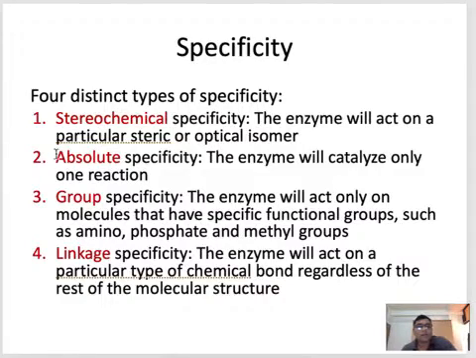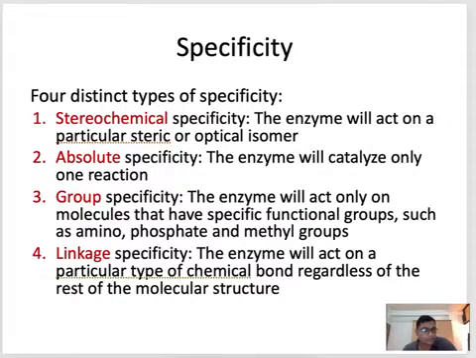In absolute specificity, the enzyme will catalyze only one reaction. In group specificity, the enzyme will act only on molecules that have specific functional groups, such as amino, phosphate, or methyl groups. Finally, in the case of linkage specificity, the enzyme will act on a particular type of chemical bond, a particular type of chemical link, regardless of the rest of the molecular structure. In the next few slides, I'll talk about examples of this specificity. Maybe it will be more clear then.